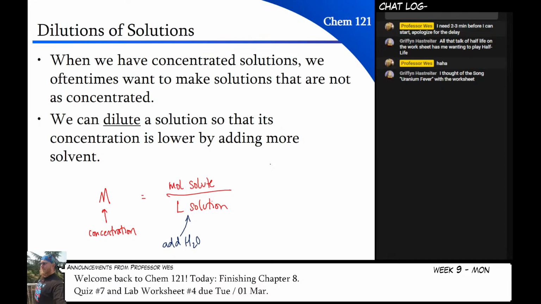So as this number increases and this number on the top remains the same, the result is that the concentration goes down, because you're dividing by a bigger number. Something divided by 1 is going to be larger than something divided by 2, which is going to be larger than something divided by 4, and so on and so forth. So as we keep adding water to the solution, things get more and more dilute.